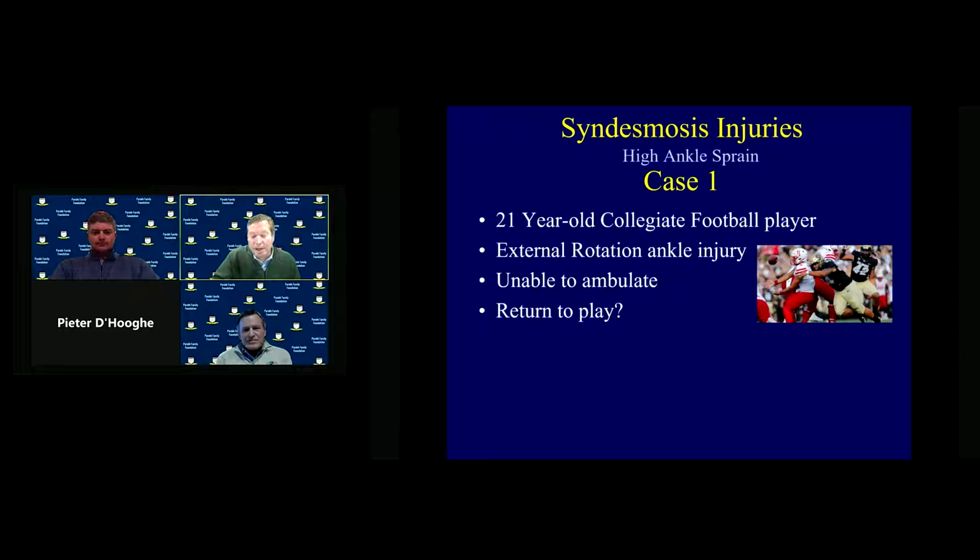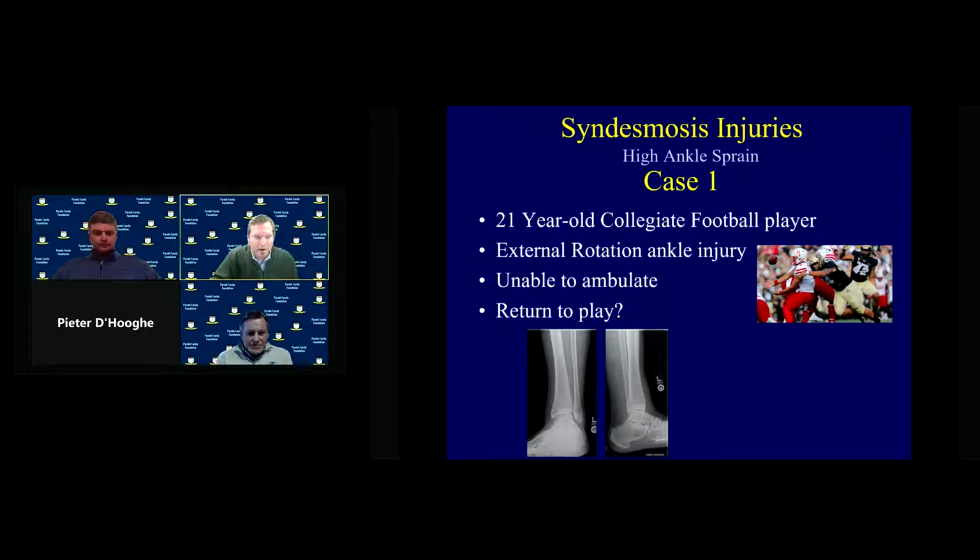This is a case-based conference, so I'm going to just dive right in. This is one of my cases. This is a 21-year-old lineman for our college football team. He was on the field, suffered an external rotation injury and kind of limped off. So we got X-rays. The stadium we're at gave us the ability to have X-rays, and his exam was consistent with a high ankle sprain.